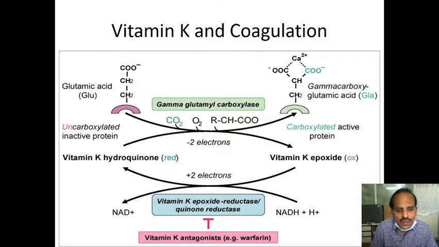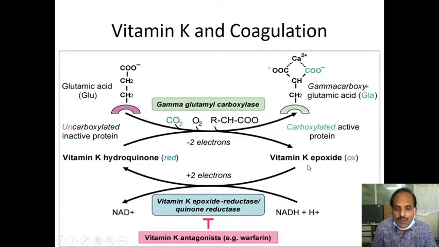Now this gamma carboxylation reaction, the 2 electrons that are donated, who is donating the 2 electrons? The 2 electrons are actually donated by vitamin K hydroquinone. Now vitamin K hydroquinone, where does it come from? Vitamin K hydroquinone comes from vitamin K epoxide. So how does vitamin K epoxide become vitamin K hydroquinone?